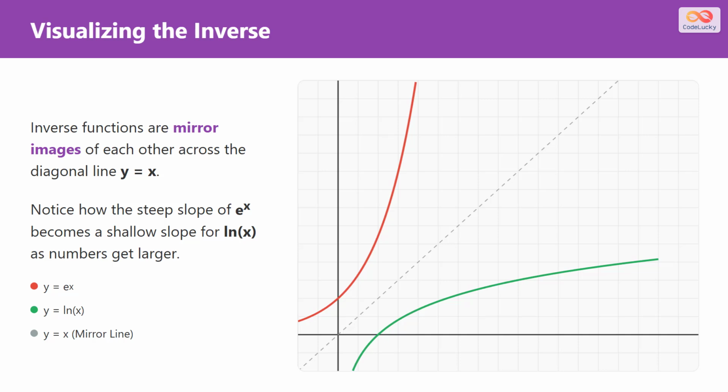If we graph both functions, we can see they are mirror images across the line y equals x. Notice how the red curve, e to the x, shoots up very quickly. Its reflection, the green curve ln of x, grows much slower. We expect its slope to get smaller and smaller as x increases.